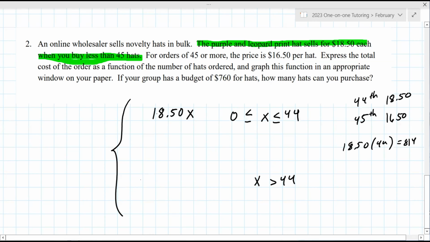Yep. So $814 plus. For the new hats, it's 1650, but this time you're subtracting out 44 because that's kind of the base amount. Yeah, the cutoff. Because when you put 45 in here, it's supposed to show you that you're paying 1650 for that next hat. Yes.